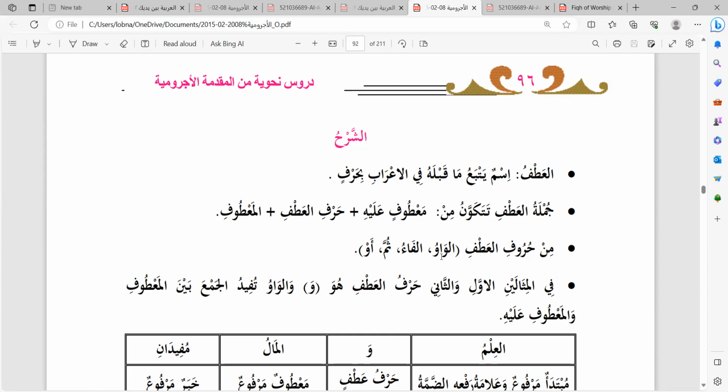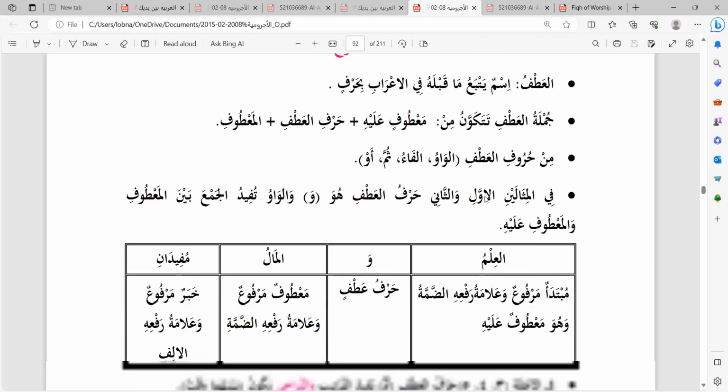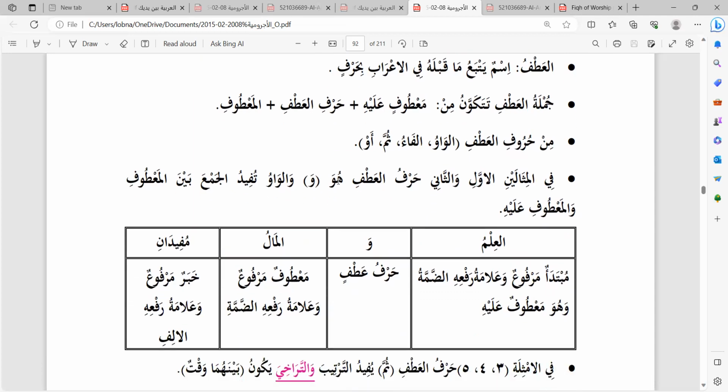من حروف عطف واو فاء ثم أو, these are the حروف عطف. في المثالين الأول والثاني حرف عطف هو واو تفيد الجمع بين المعطوف والمعطوف عليه. So in the first two examples, they're just saying it's basically combining two things. So we said تناولت الفطور. I'm saying I think in the example it said ثم, but if I said wa, you would be combining the two things. So when you see wa, that's one of the indications.